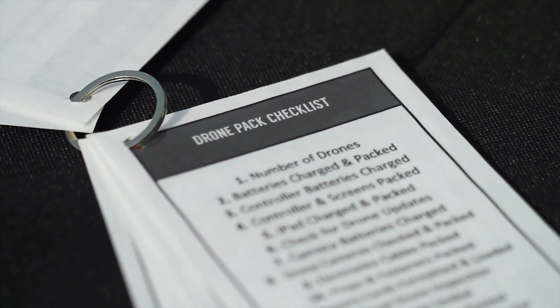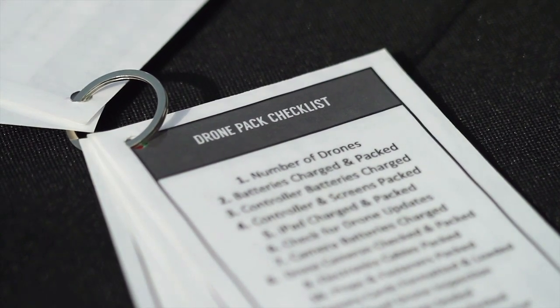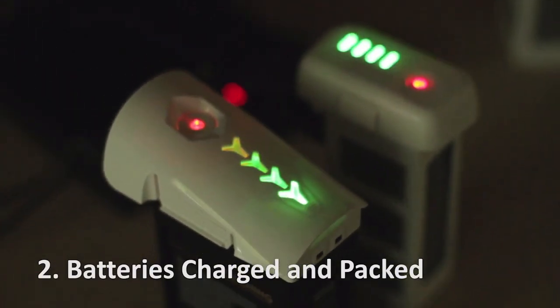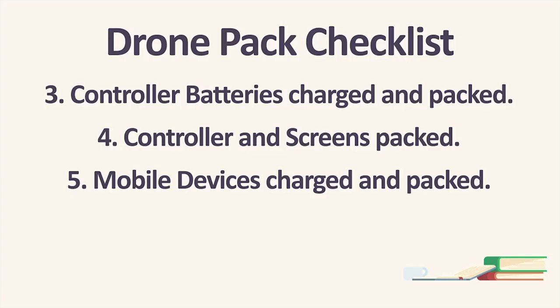The next is the drone pack checklist, which is typically going to take place in the day or night before an actual shoot. The first is the number of UAVs you're going to be taking with you. Step 2 is having the UAV batteries charged and packed. Step 3 is the controller batteries are charged and packed. Step 4, the controller screens and controllers are packed. Step 5, mobile devices are charged and packed.